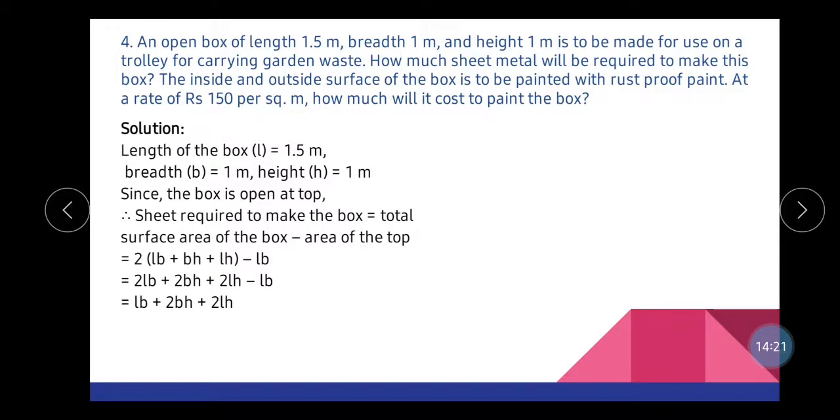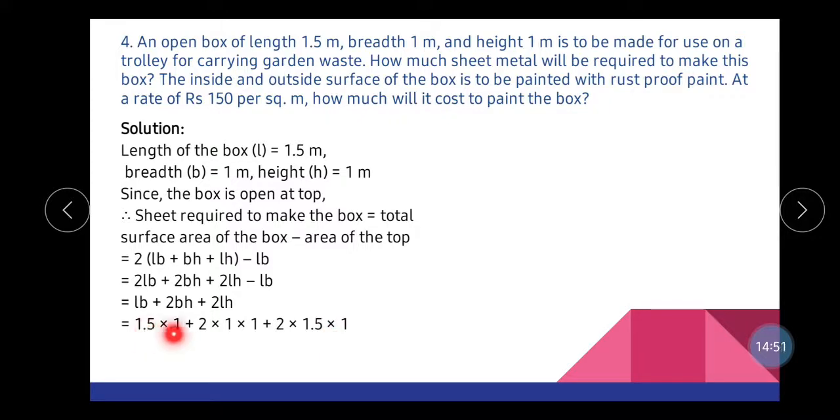Now before substituting the values, 2LB and LB are like terms. So from 2LB, 1LB is getting subtracted. What remains is 1LB. So LB plus 2BH plus 2LH. We'll be substituting the values: 1.5 into 1 plus 2 into 1 into 1 plus 2 into 1.5 into 1.